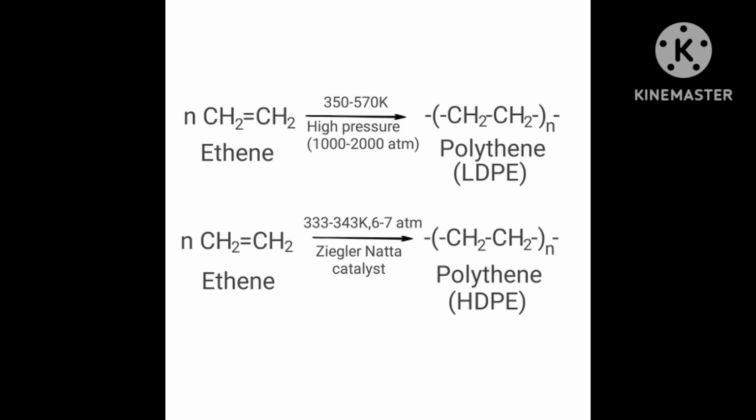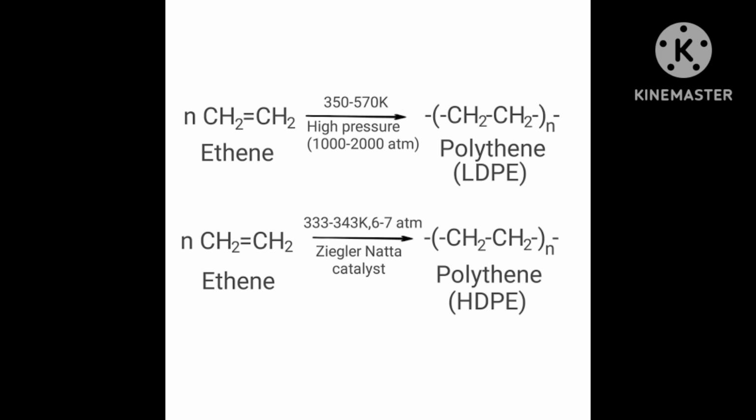It is obtained by polymerization of ethene under high pressure of 1000 to 2000 atmospheres, very high, at a temperature of 350 Kelvin to 520 Kelvin in the presence of traces of oxygen gas or peroxide initiator. Here peroxide is the catalyst.